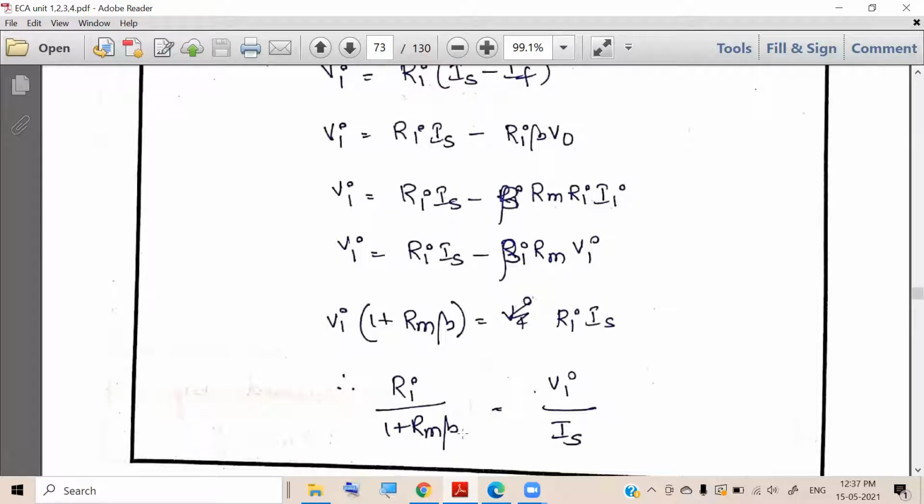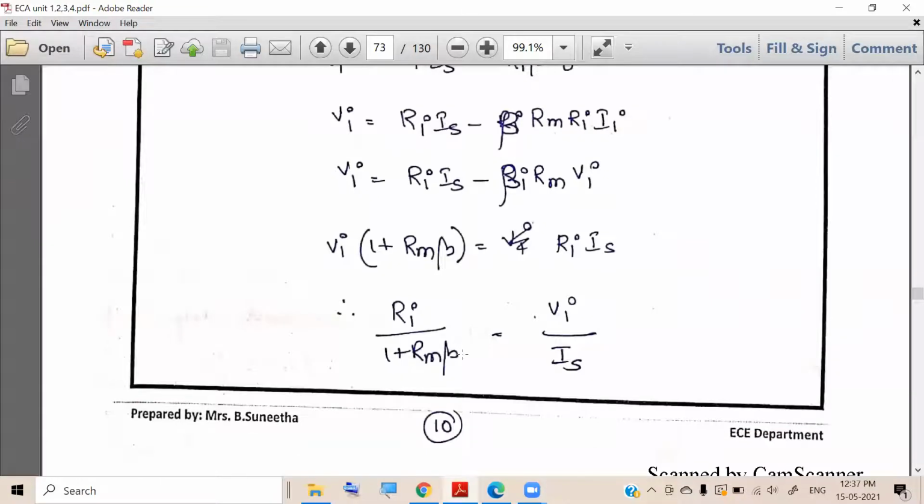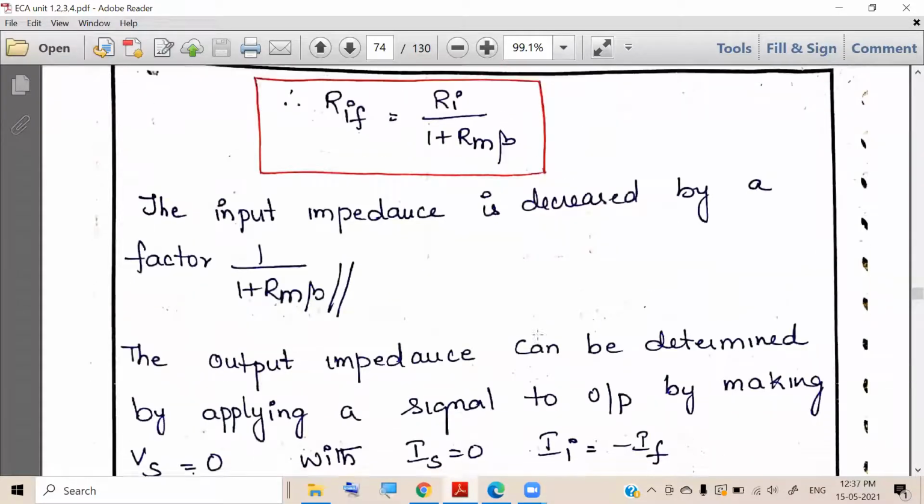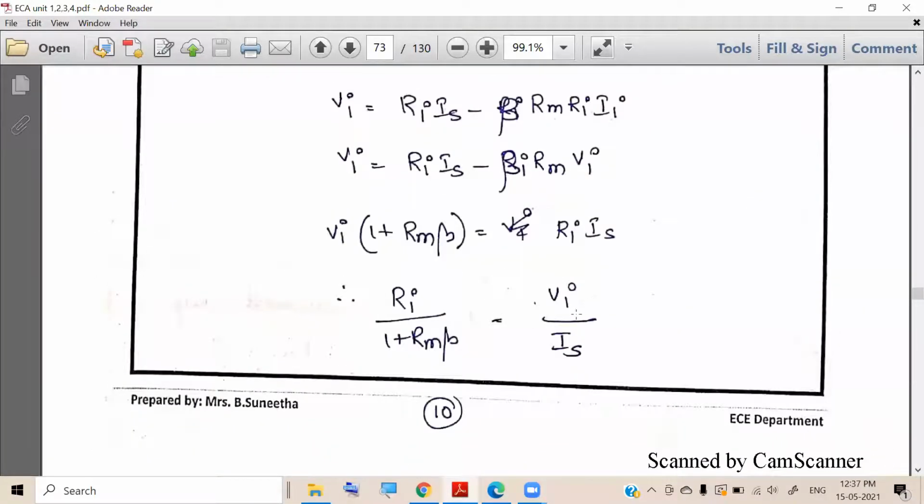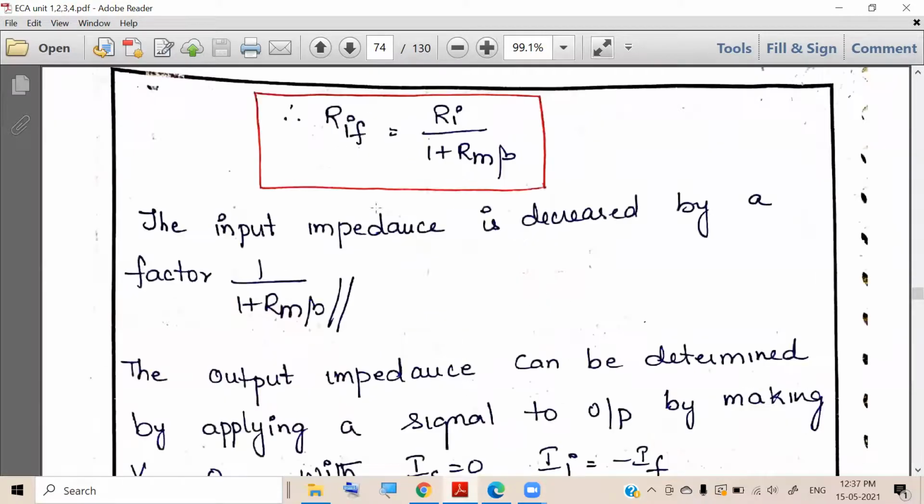So as discussed, the resistance is decreasing by a factor of 1 plus Rm beta. Vi by Is is nothing but Rif. So we can write Rif is equal to Ri by 1 plus Rm into beta. So input resistance with feedback is decreasing by a factor of 1 plus Rm beta.